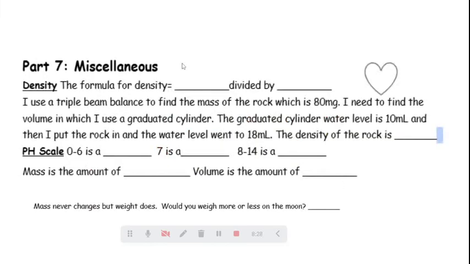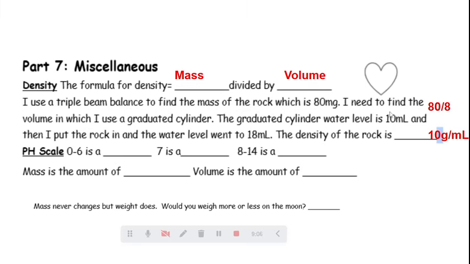Okay. Now we're going to talk about density for a minute. Remember, density, the formula is mass over volume. So I'm going to use a triple beam balance to find the mass of the rock, which is 80 milligrams. I need to find the volume, which I use a graduated cylinder. That's the tool. So the graduated cylinder level is at 10, and then I put the rock in, and the water went up to 18. So we have to figure out what my density is. So I have 80, right? That's my mass right here. And I'm going to do my water displacement. My water displacement is my final number minus my starting number.